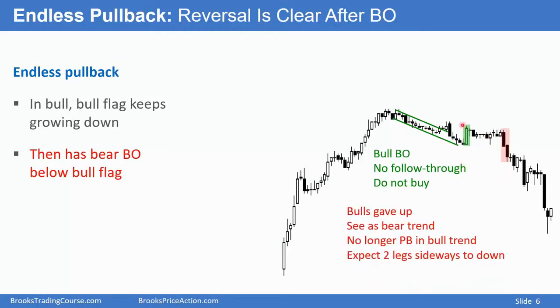Bear breakout below what the bulls hoped was a bull flag. The bulls gave up, and now it's a bear trend. It's no longer a pullback in a bull trend. Chances are, after a breakout that looks like this, we're going to get a measured move down. This probably will have at least a small second leg down. One pullback, two. Probably will lead to a measured move down based upon the height of this bull flag. And we got more than that.